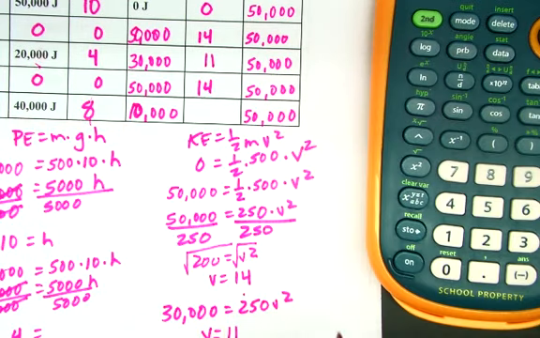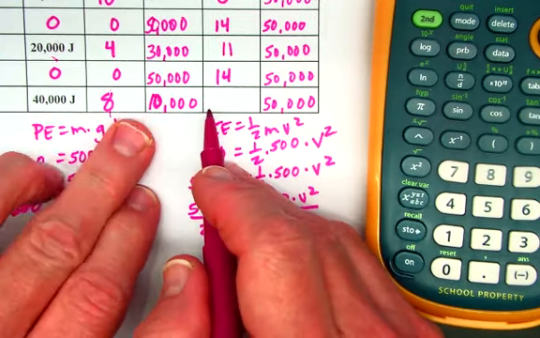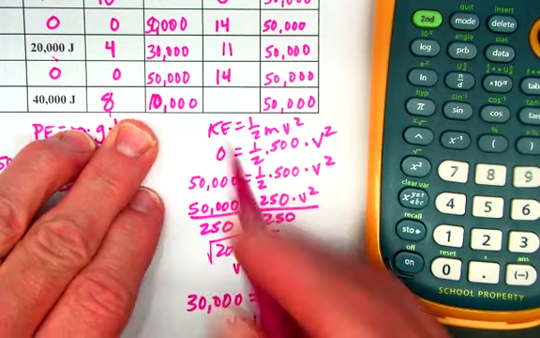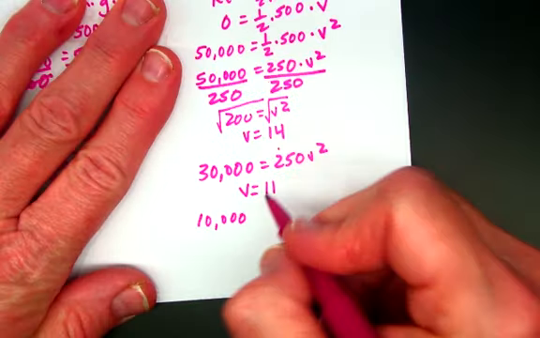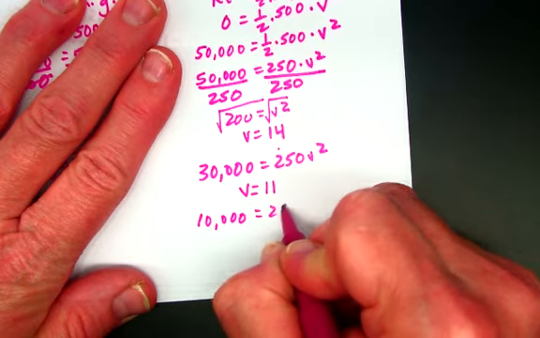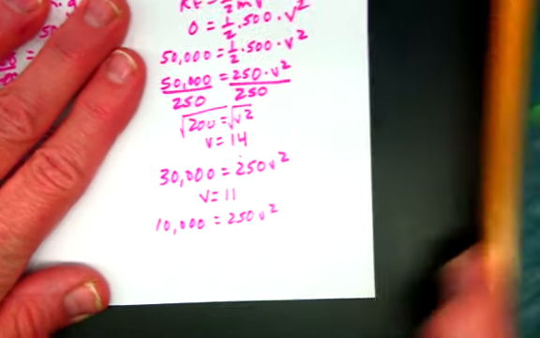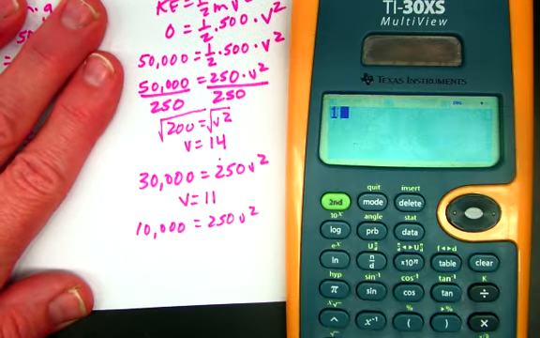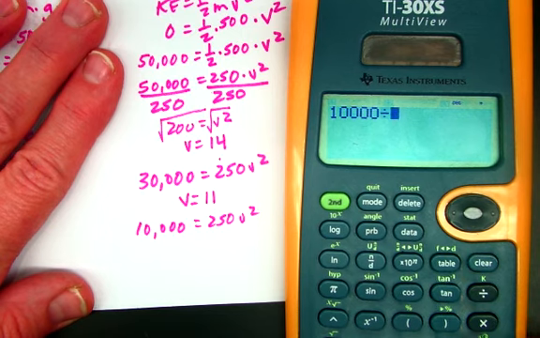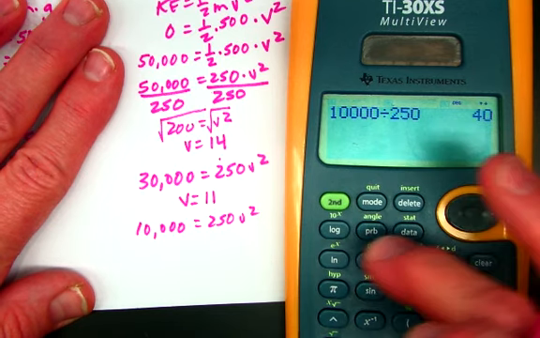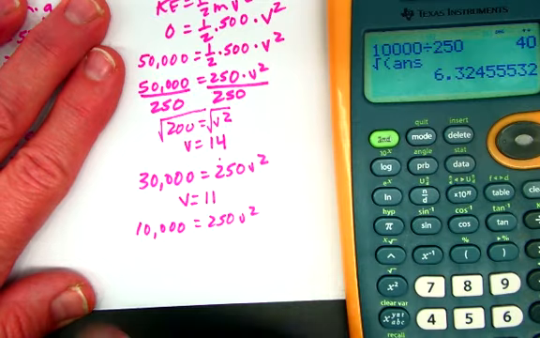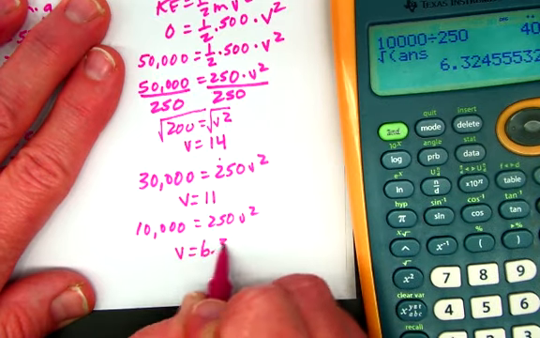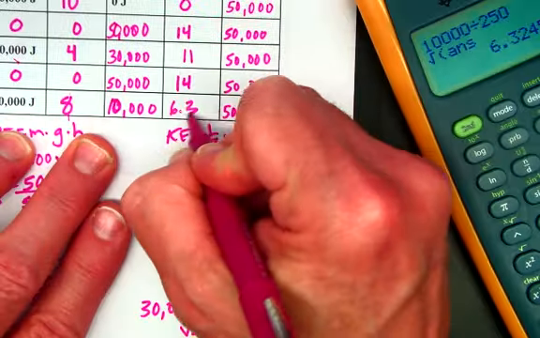And finally, the last one is what's the speed at position E? And that has 10,000 joules of kinetic energy. So that's going to be 250 times V squared. On my calculator, it would be 10,000 divided by 250 equals 40, second function square root, second function answer gives me 6.3. V equals 6.3 meters per second. And that's how I do goal 4 and 5.